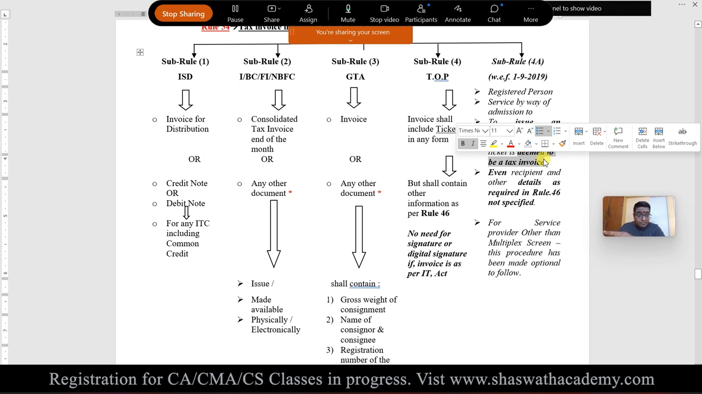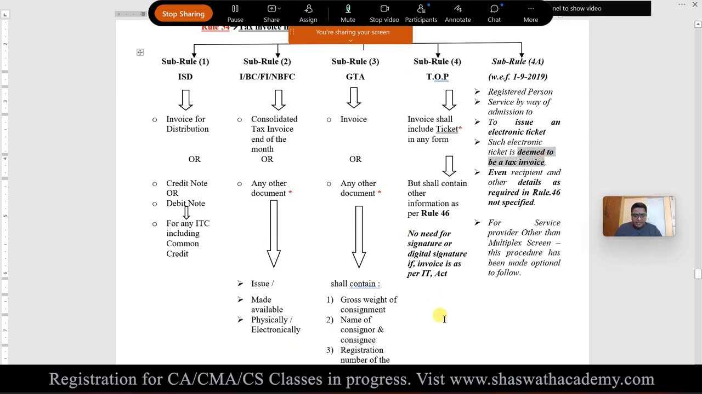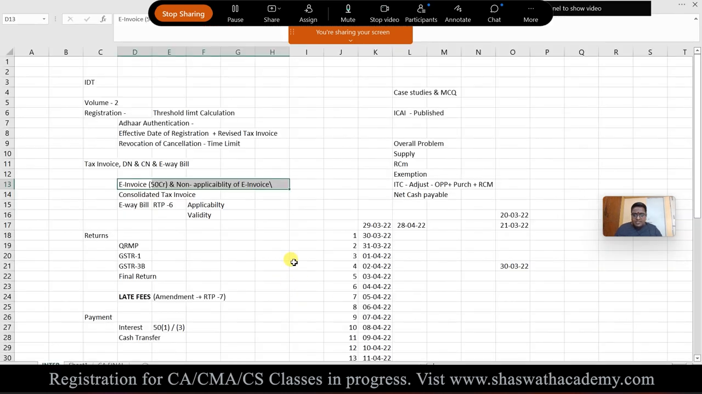Guys, MCQ area, are you all comfortable? Exceptional one. So these guys are exceptional not only to e-invoice but also to the normal invoice. Are you all with me, my dear? Everybody? Yes, sir. Right. So let's proceed, my dear. So we are completing the first agenda, which is e-invoice and its exception.